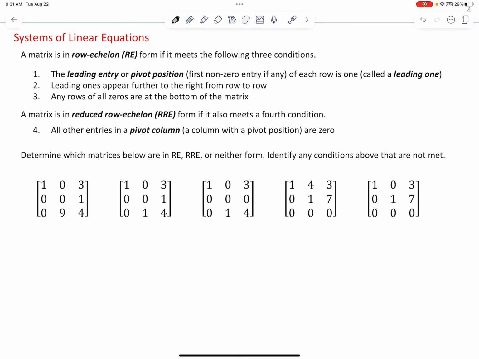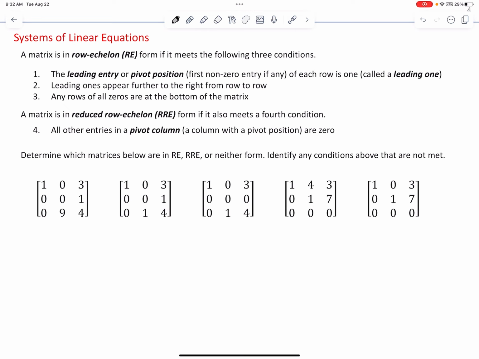A matrix is in row echelon form if it meets the following 3 conditions. We're going to say RE form for short. The first condition: the leading entry or pivot position of each row is a 1. Now, the leading entry or pivot position of a row is simply the first non-zero entry of that row, if there is one. And this pivot position that's a 1, we also call a leading one.